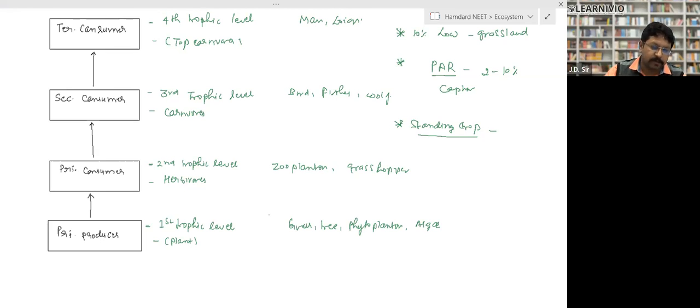An example is given over here, right? First, the producers are trees, phytoplankton, and algae. The primary consumers are zooplankton or grasshopper. The secondary consumers are birds, fishes, and wolf. The top consumers are man and lion, right? Please make this flow chart, then I'll dictate it. Let me know when you note it down.